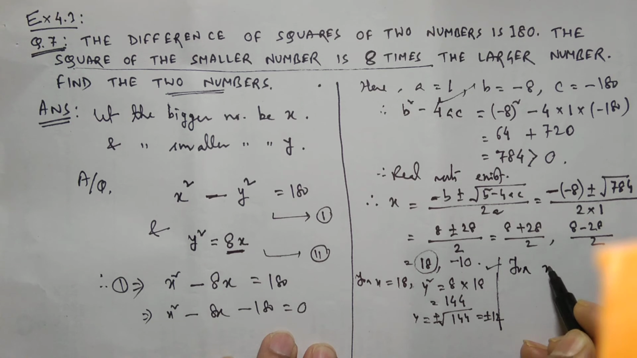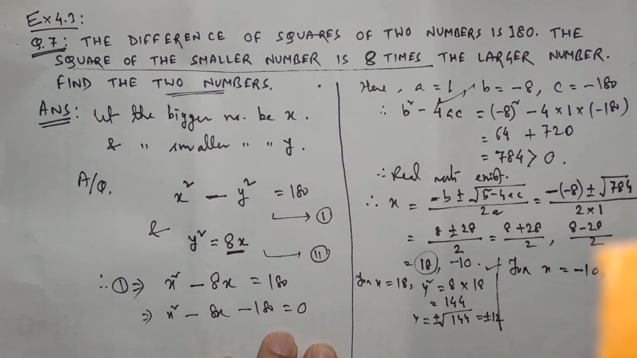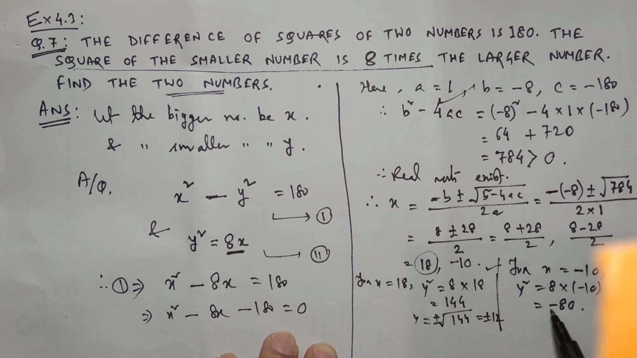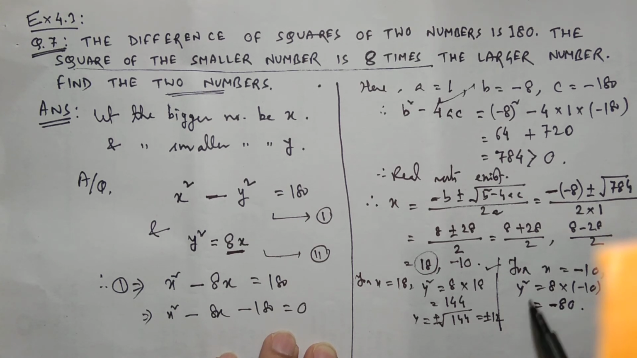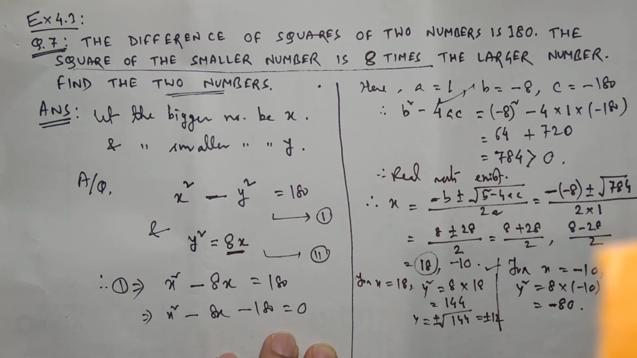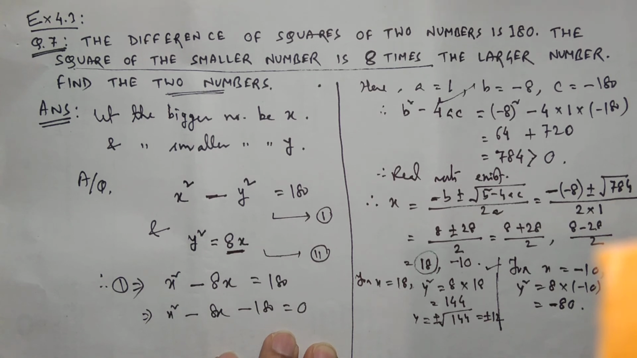Now for x equal to minus 10, y square equal to 8 into x. x is minus 10, which means y square equal to minus 80. Now see, the square of no number can be negative. That means this is not valid. So y square equal to minus 80. Square of any number is always positive, it cannot be negative. So this is an invalid thing. We can write here, this part is rejected.